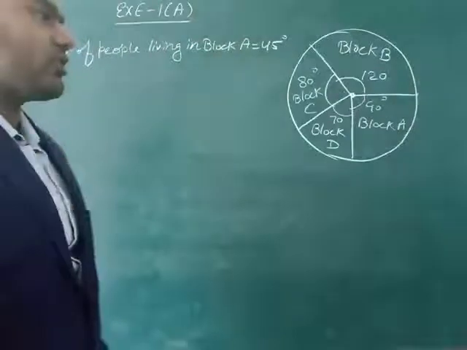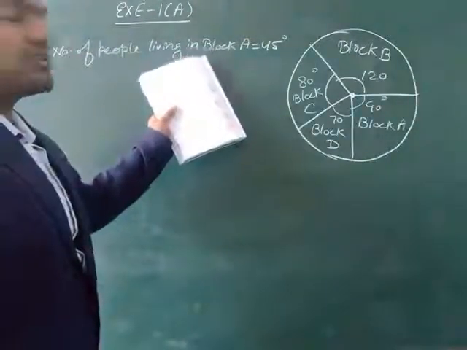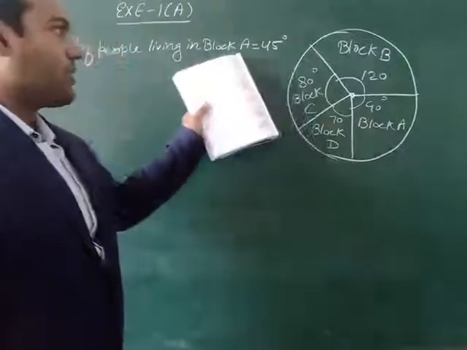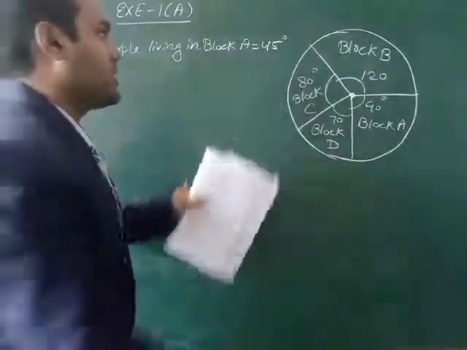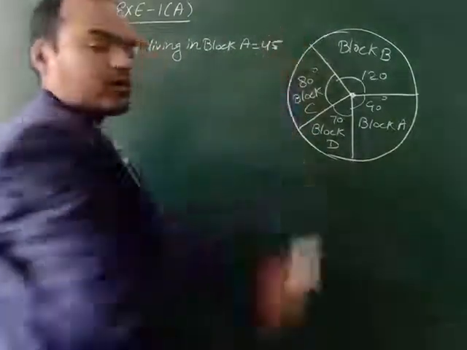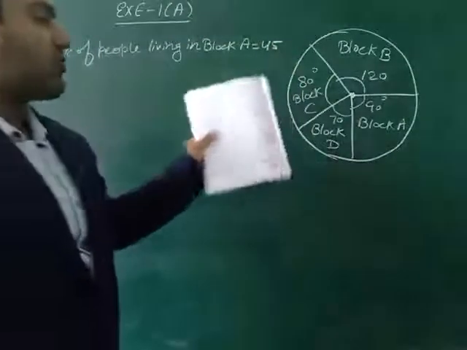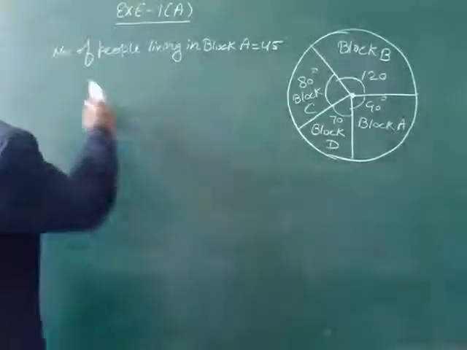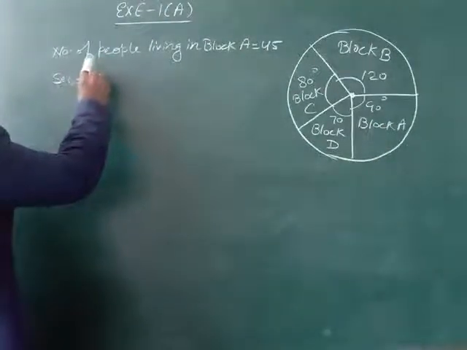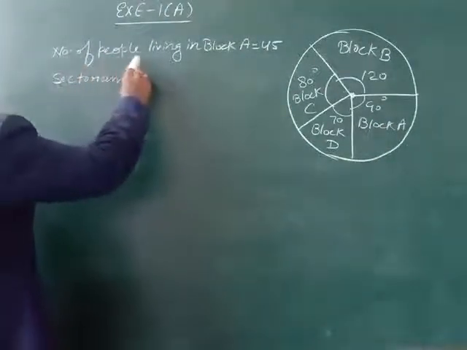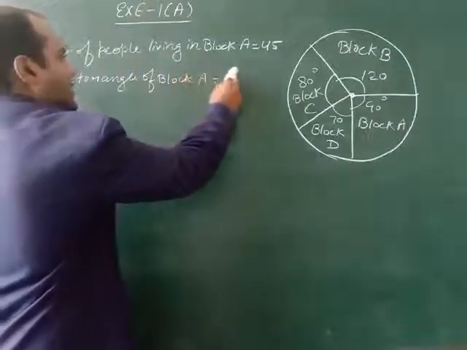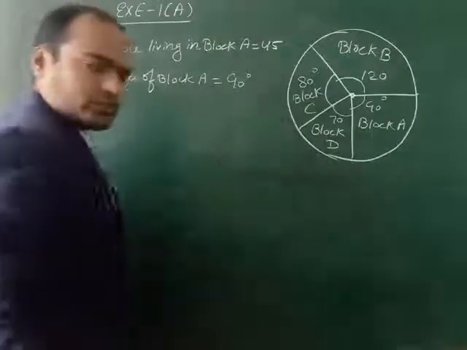For that you have to take the help of this line: the number of people living in block A is 45. This is the number of persons. The sector angle for block A is given as 90, so we will take the help of this sector angle. First of all we will write: sector angle of block A is 90 degrees. It is given in the question.